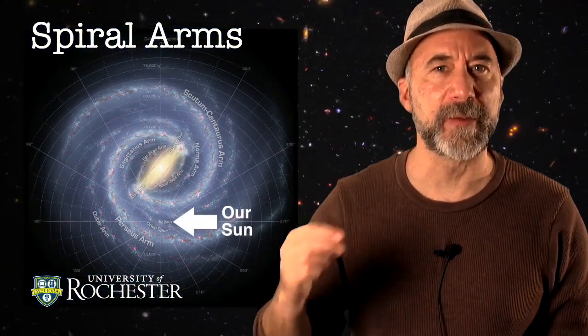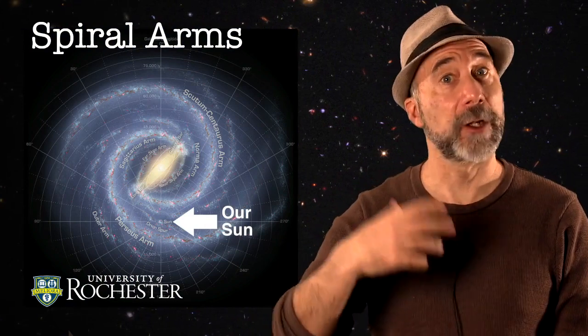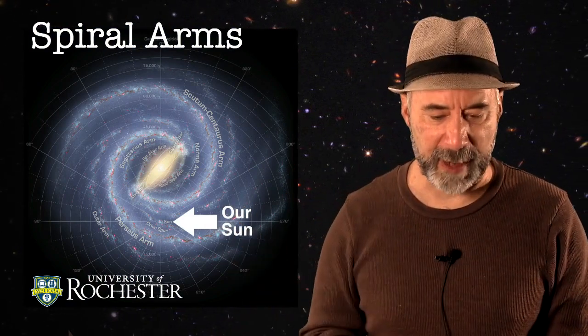Now, we have in our own galaxy evidence for spiral arms. We believe we have spiral arms in our disk. It's difficult to tell, though. It's very hard to make these measurements from inside the galaxy. It's much easier to look at external galaxies and see they have spiral arms.